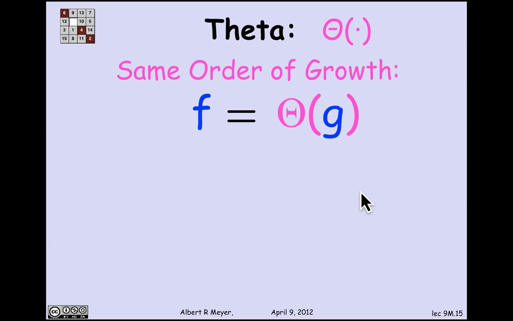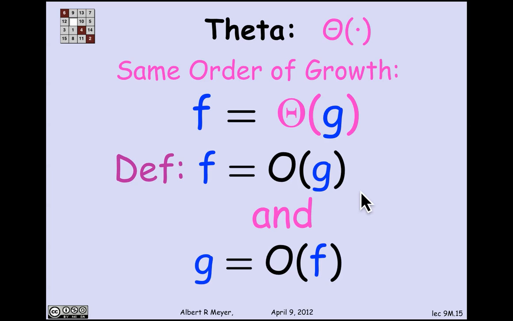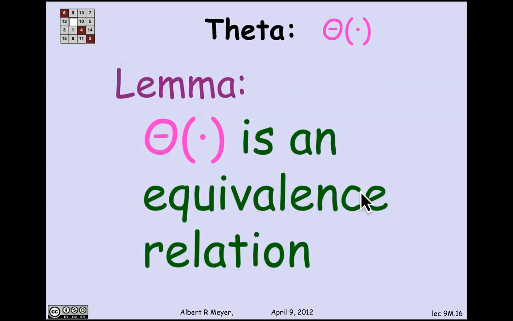The final relation of the four is called theta, or same order of growth. The definition of f is theta of g is simply that f is O of g and g is O of f. And it's easy to show from the definition that theta is an equivalence relation.